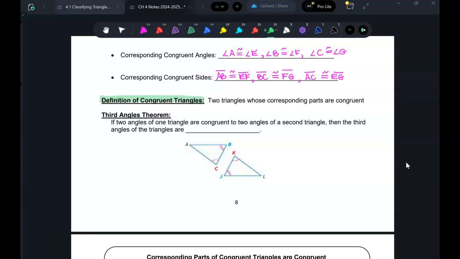So definition of congruent triangles. These are two triangles whose corresponding parts are all congruent. Now, most of this chapter is not quite the definition, but the congruent statement. You just have to put the letters in the right order.